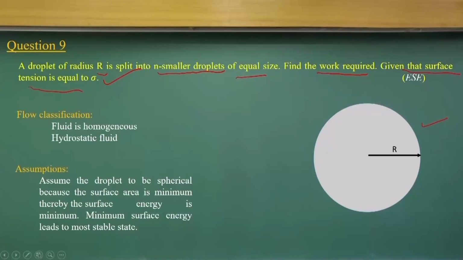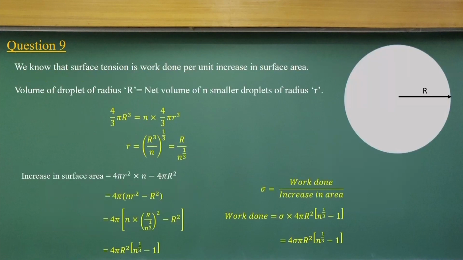The concept here is that the droplet is considered equivalent to a spherical ball, where the surface energy is minimum. That is the stable shape we consider for any droplet. The first step is that, since the bigger droplet is divided into n number of smaller droplets, the volume should be equal, the volumes of the spheres that you are getting should be equal.